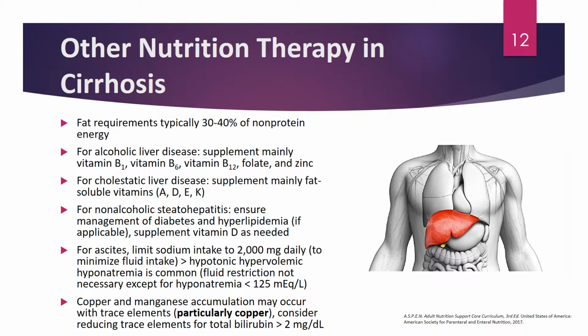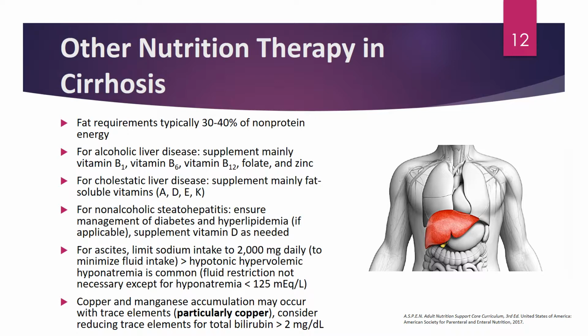For patients who have ascites and that large fluid buildup on their belly or edema in general, we want to make sure to limit sodium intake to 2,000 milligrams daily, obviously to minimize the amount of fluid that travels along with that salt. Because anytime that you administer salt to a patient, you also get the fluid to go along with it. And because you get fluid buildup in these patients, you essentially get a hypotonic, hypervolemic hyponatremia, which we've talked about previously with sodium disorders.